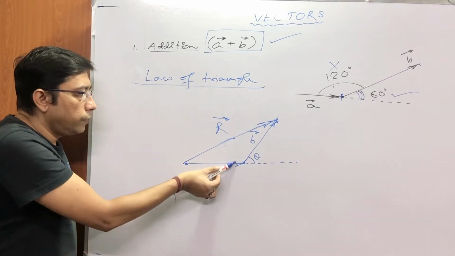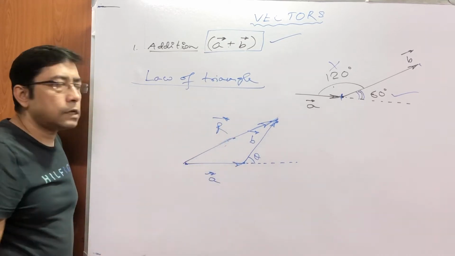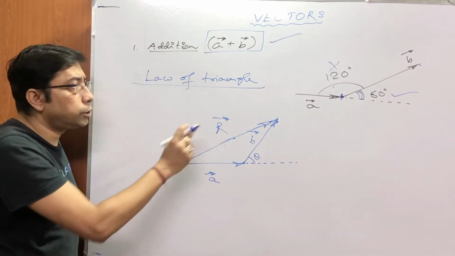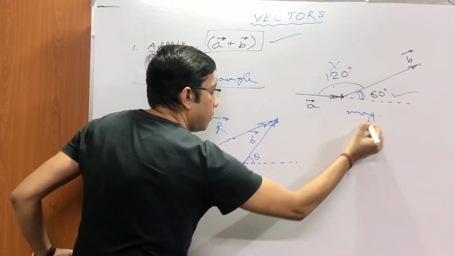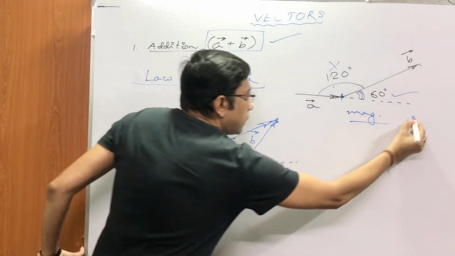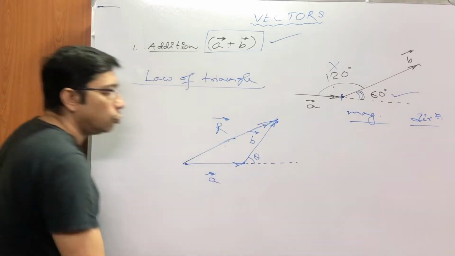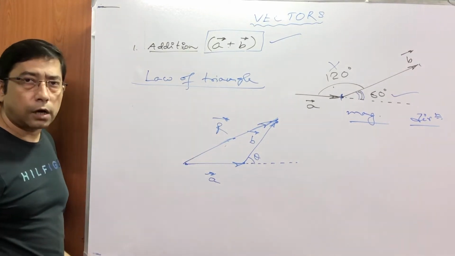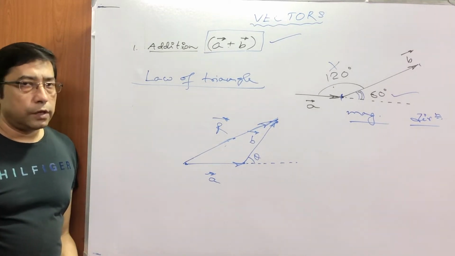That means if two vectors A and B are acting like this at an angle theta, then the resultant vector is R. Now how much would be R? R is a vector quantity, so it should have two things, magnitude and direction. We have to find these two things, magnitude and direction, for this resultant vector R. How to find that? Very tough mathematics is there, I'm telling you.